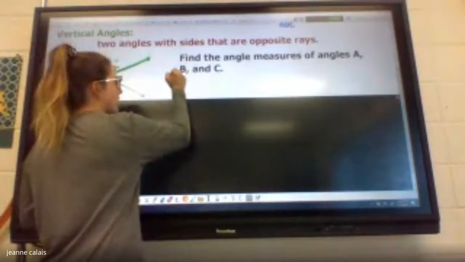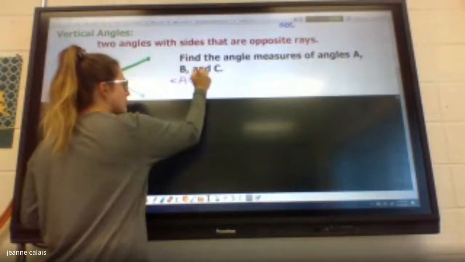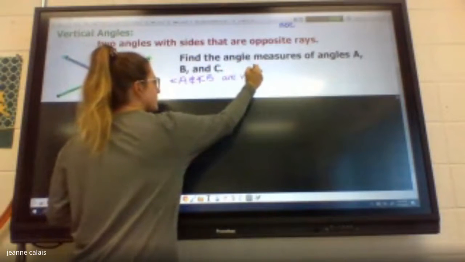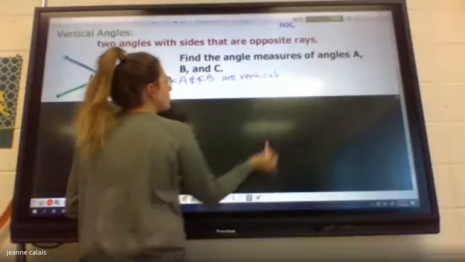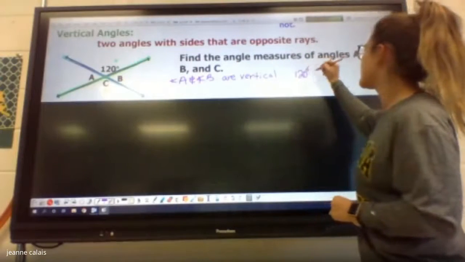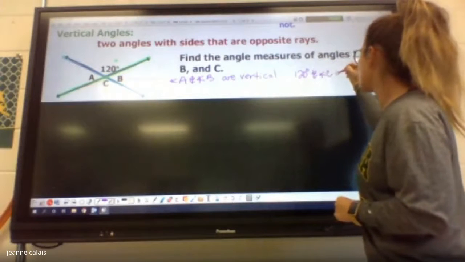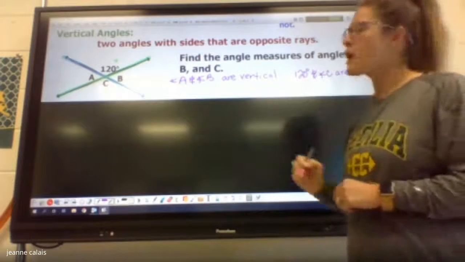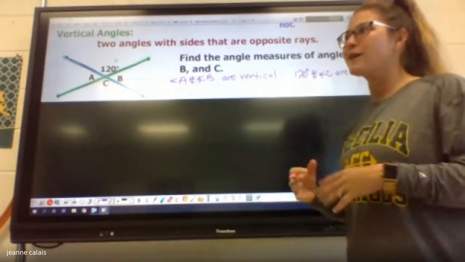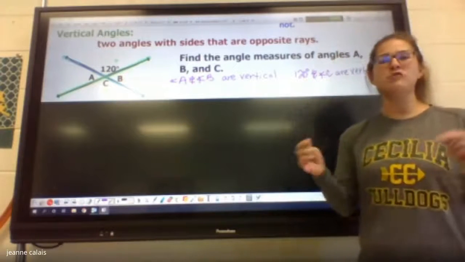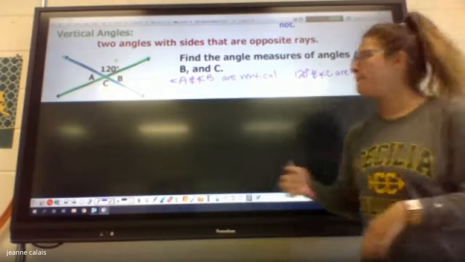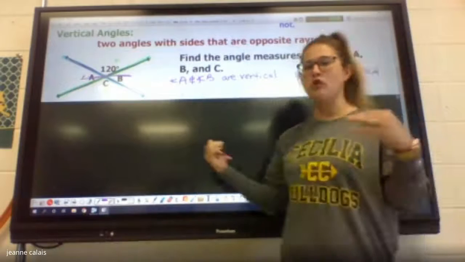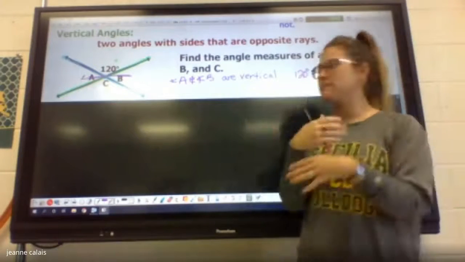So angle A and angle B are vertical. And 120 degrees and angle C are vertical. So another way to look at it, if you're just looking at an illustration, angles directly across from each other. Directly across. You can draw a line connecting the two, bringing them together.